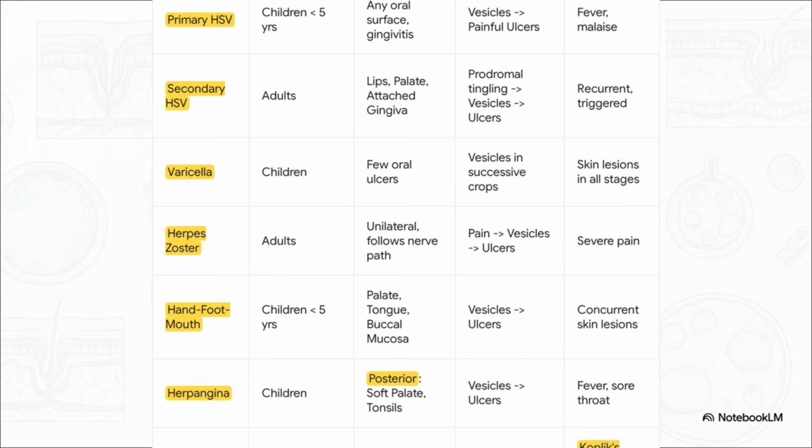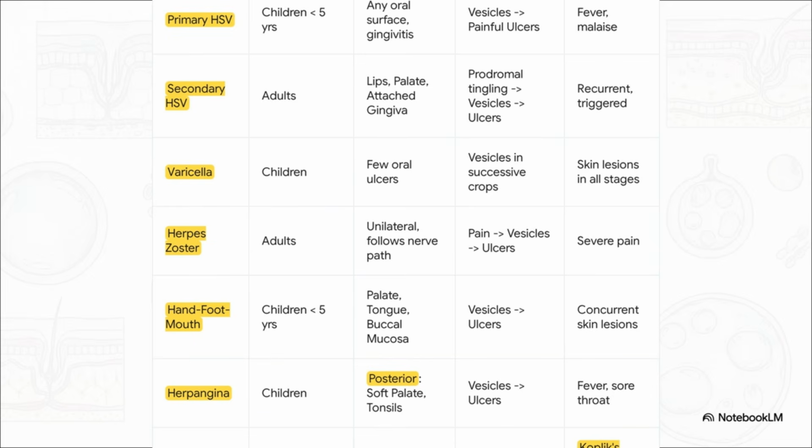So, primary herpes simplex. This one hits little kids, usually under 5, and it can show up literally anywhere in the mouth, often with this really nasty full-blown gingivitis. Then you've got its cousin, secondary or recurrent herpes, which is what we see in adults. You know, the classic cold sore on the lip, or maybe some ulcers on the hard palate. And it almost always starts with that telltale tingling feeling.